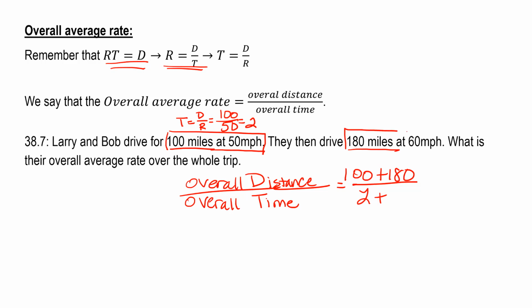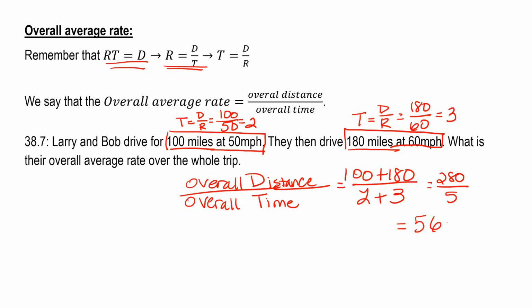Then this part of the trip, they went 180 miles at 60 miles per hour, so the time for that part of the trip was distance over rate, which is 180 over 60, which is 3 hours. So 3 hours for that part of the trip. So their overall average rate for the whole trip, total distance was 280, and the total time was 5 hours. So their overall average rate is going to be 56 miles per hour.